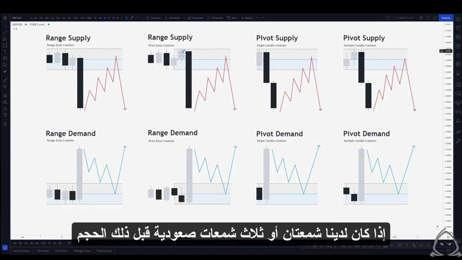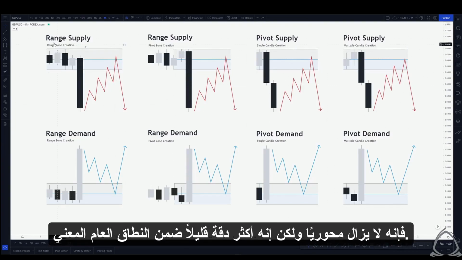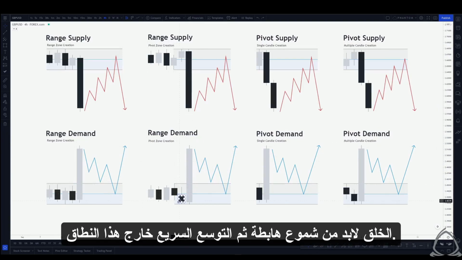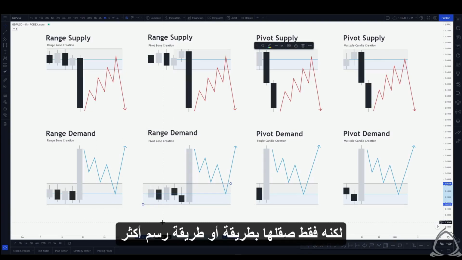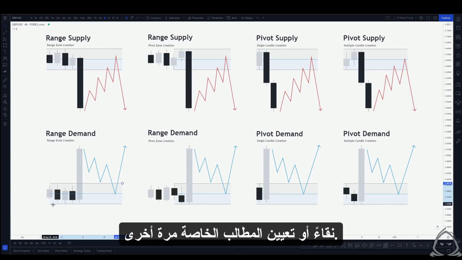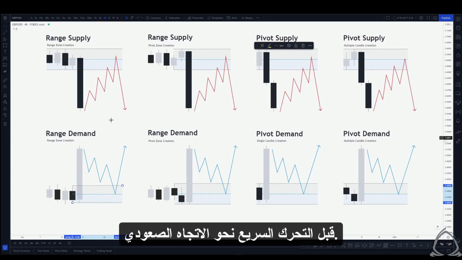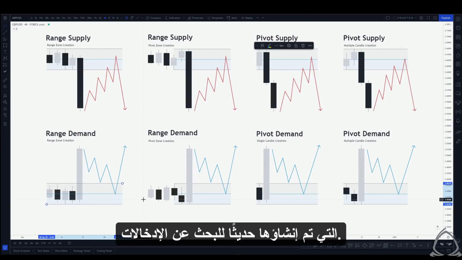If we have 2 or 3 bullish candles before that large move, that implies a pivot. And if we have 1, it's still a pivot, but it's a little bit more refined within the overall range in question. And the same is said with range demand. With a pivot zone creation, we have 2 bearish candles and then the rapid expansion outside of that range. Again, if I just move this over, the range would be exactly the same in this example, but it just refines it to a little bit more clean-cut approach of mapping the demand zone. Again, we can also just draw it on this last bearish candle before the rapid move to the upside, because in both situations, we are waiting for price to come back down into this newly created demand zone to look for entries.